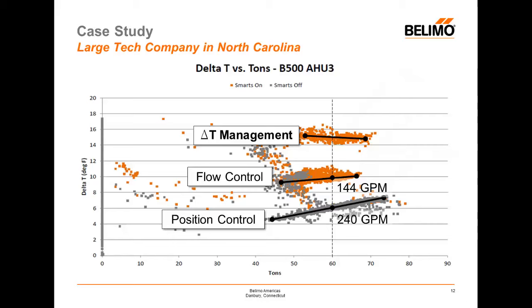And with Delta T Manager engaged, the same 60 tons only requires 96 gallons a minute. So the difference between a standard control valve in this application and a valve with Delta T management, the flow rate was reduced from 240 gallons a minute down to 96. That's 40% of the original flow rate to serve the same amount of load in the space.